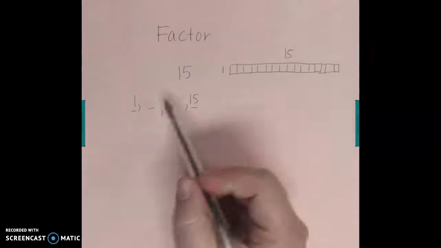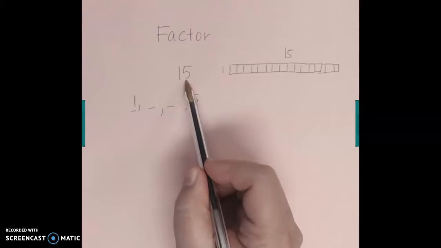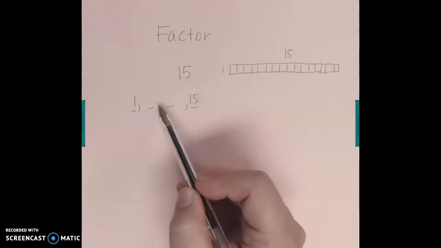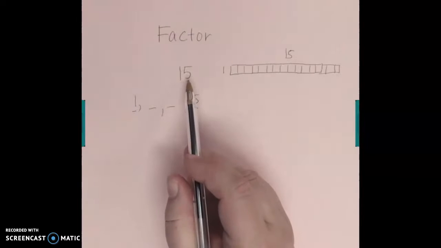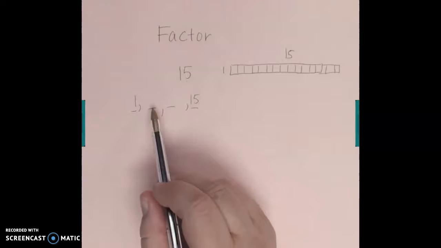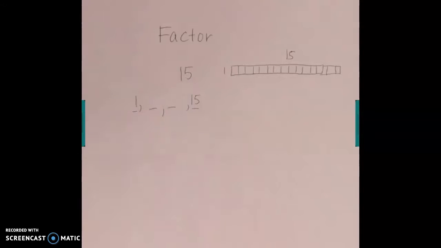Now, let's try 2. Do you think 2 would be a factor for 15? 2 times something equals 15. Let's think about that. If you said no, you're correct. This is an odd number. And we know that if 2 is a factor, it would need to be an even product.